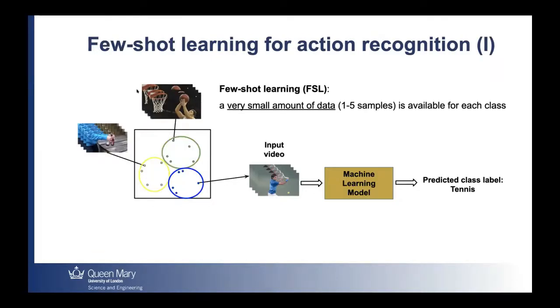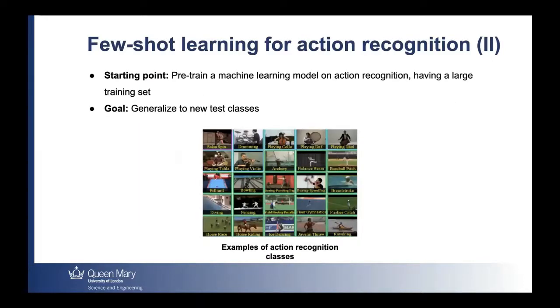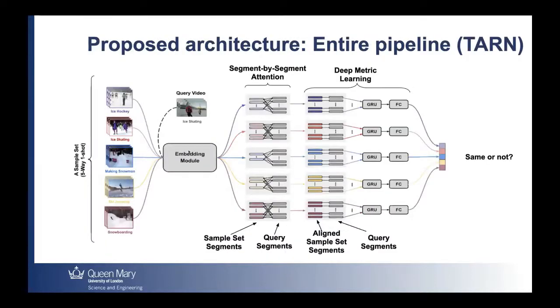In the few-shot learning scenario, our model is tested on classes which are not present in the training set and for which only a very small amount of data is available. Hence, a good starting point to address the few-shot learning problem is to pre-train a machine learning model on a large training set and then explore ways to generalize on the new test classes. The entire pipeline of our proposed architecture for the case of few-shot learning, called TARN, is shown in this figure.